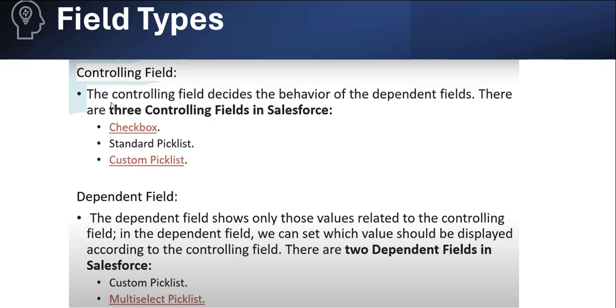Now let's understand the dependent field. The dependent field shows only those values related to the controlling field. In the dependent field, we can set which values should be displayed according to the controlling field. There are two dependent field types in Salesforce. The first one is the custom picklist and the other one is the multi-select picklist. So that means the checkbox, standard picklist and custom picklist, only these three field types can be controlling fields, and for the dependent field, the custom picklist and multi-select picklist, only these two picklist fields can be dependent fields. Except for these fields, we cannot add field dependency in Salesforce.